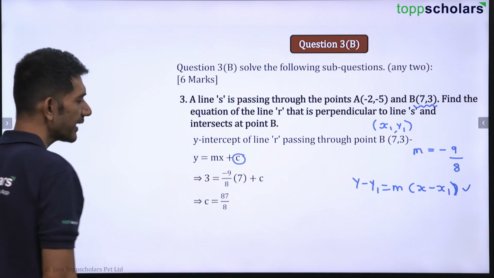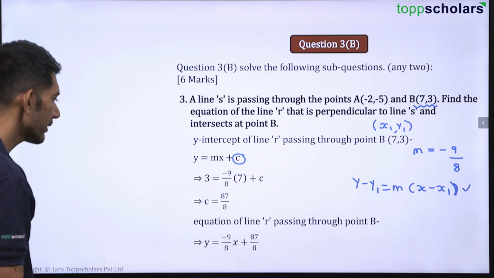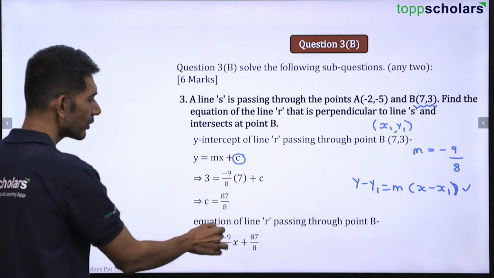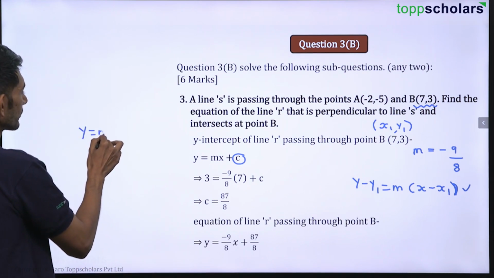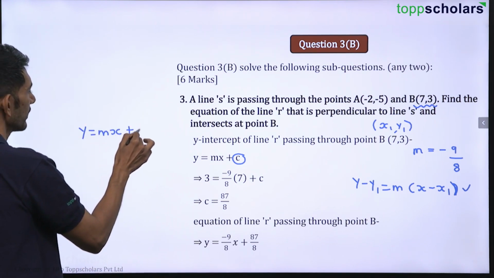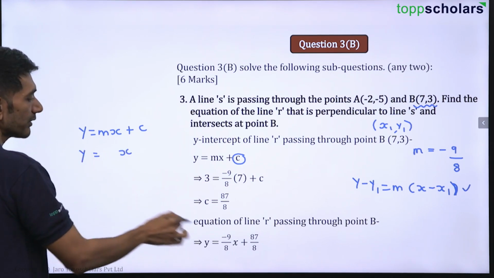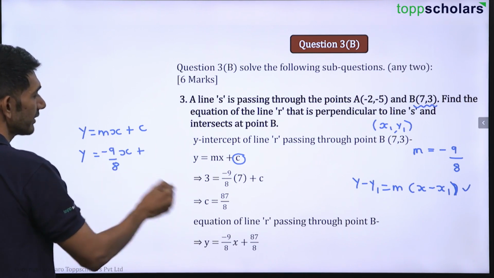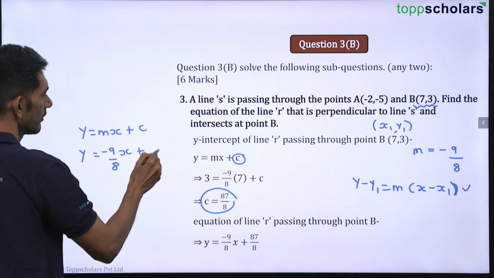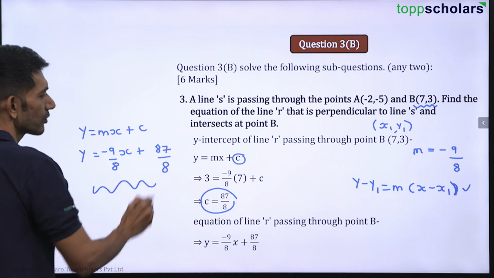So c is 87 by 8. So once you get c as 87 by 8, now you take y is equal to mx plus c. Keep y as it is. Keep x as it is. What is m? M is minus 9 by 8. What is c? Just now we calculated. So that gives you the required equation of line.